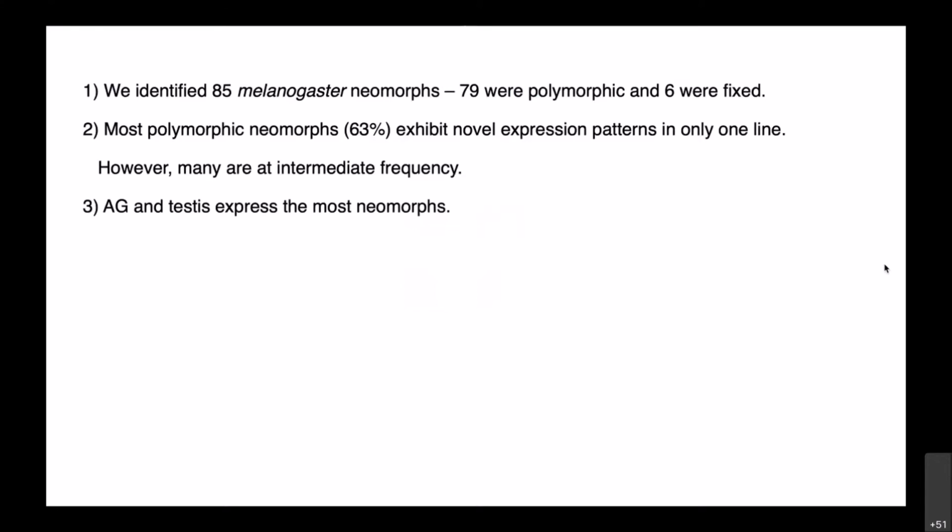And as you might expect, based on the literature, the accessory gland and the testis express the greatest number of neomorphs. So that's consistent, like I said, with a lot of literature about novelty in tissues of male reproduction. So I want to show you a little bit what these neomorphs look like in terms of the actual data.